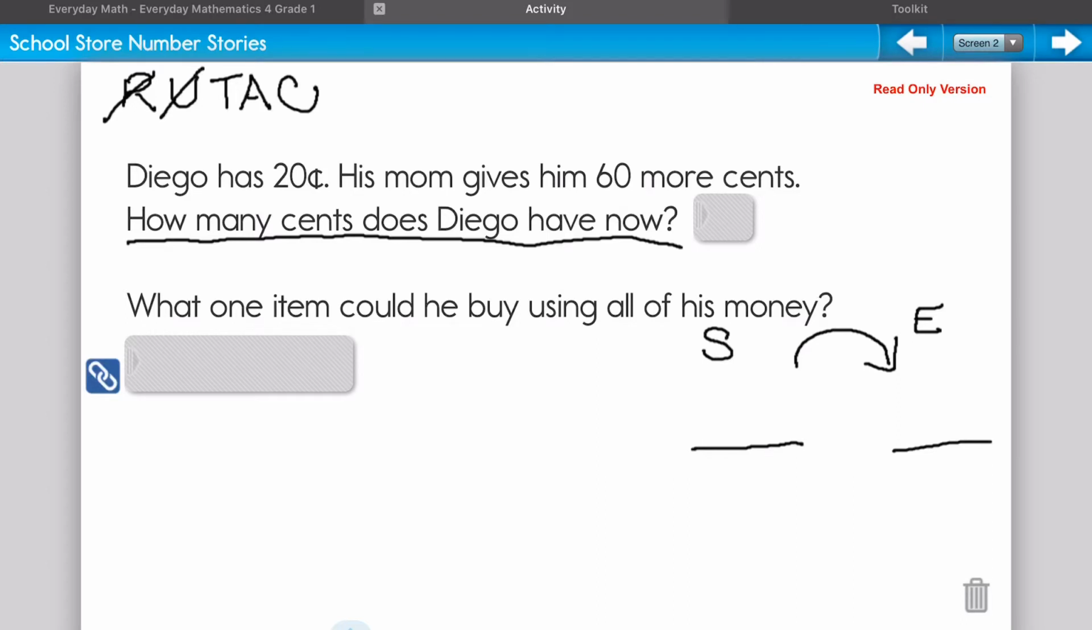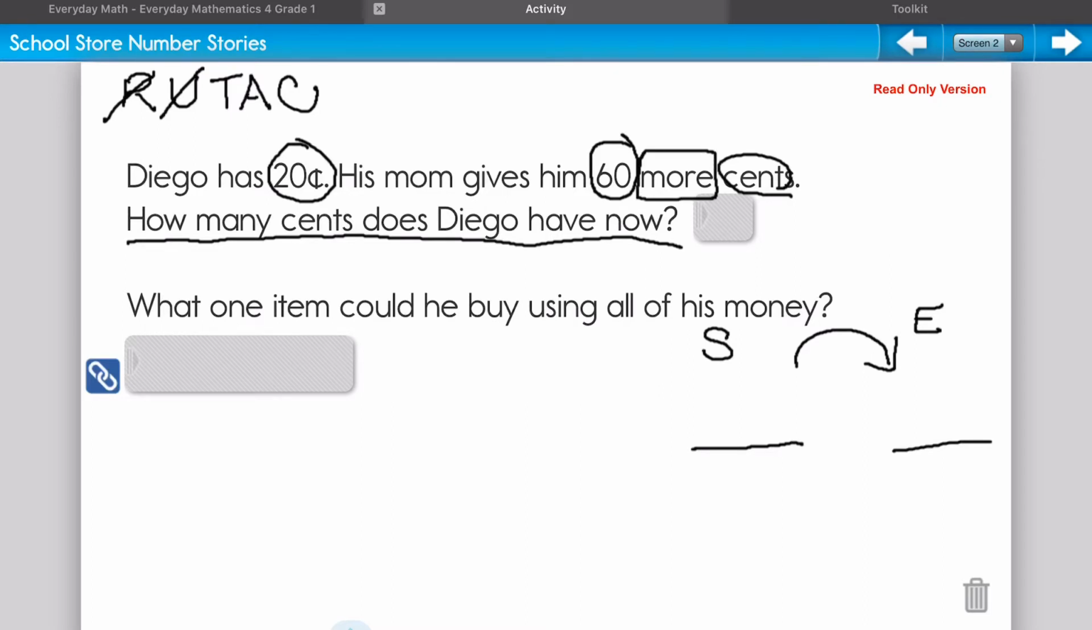Let's circle our numbers. It says he has 20 cents. And then I see 60 cents is the other number. And cents is over here because I like to circle units with my numbers. Now we need to find the key word. And our key word is more.